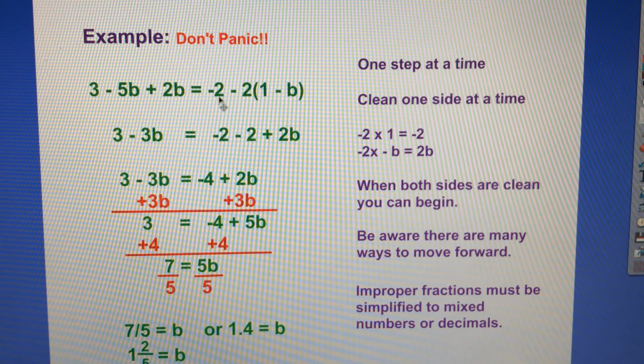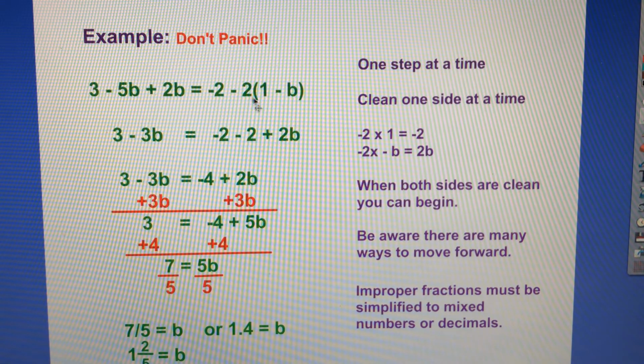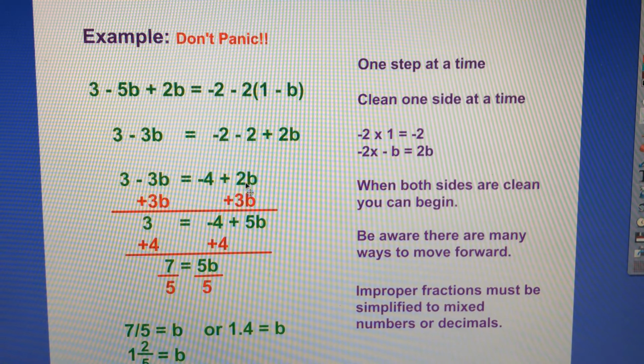Over here, I have a negative 2 minus 2 times 1 minus b. All right. I need to get rid of these parentheses. That means distributive property. Negative 2 times 1 is negative 2. Negative 2 times negative 1b, because that b has an invisible 1 in front of it. Negative 2 times a negative 1 makes a positive 2b. I'm not cleaned up yet. I still have 2 constants. They need to be combined. A negative 2 and a negative 2 makes a negative 4 plus 2b. Now both sides are clean.